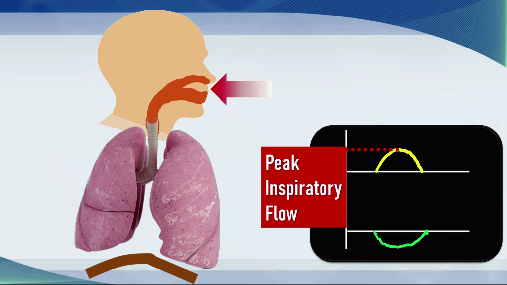To apply oxygen to a patient, you need to figure out what the peak inspiratory flow is. The rule of thumb is that it's 3 to 4 times the minute ventilation.